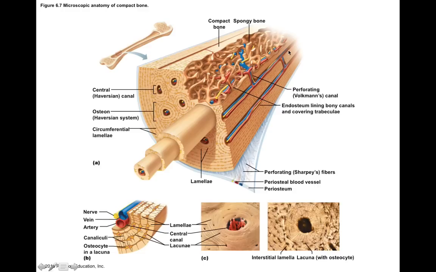Now, what connects these central canals together perpendicularly are these Volkmann's canals, or perforating canals, and they essentially allow blood vessels to intercommunicate between these canals and also allow them to go down deep into bone and then bring blood also more superficially within bone.